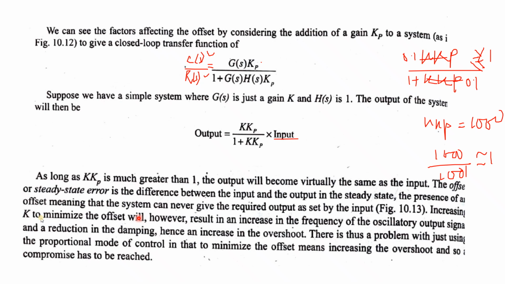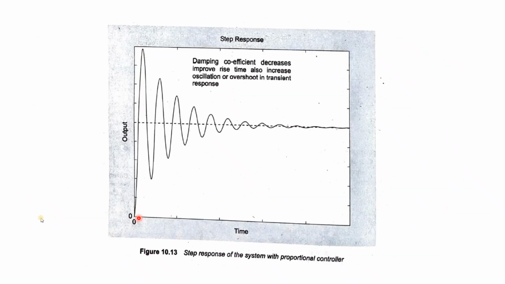So that means we are making the system more unstable. The overshoot will increase, and as a result it may happen that it goes out of control. That is why this is a major problem. To overcome that, we generally introduce a different kind of system.